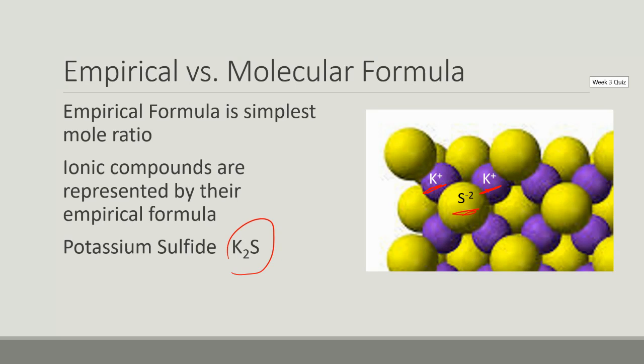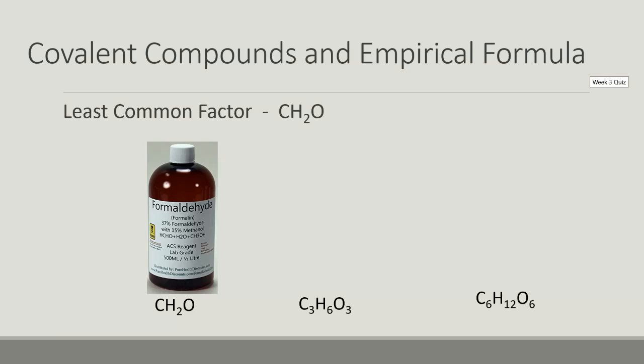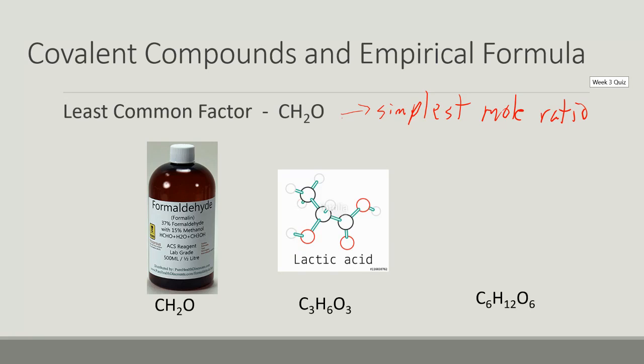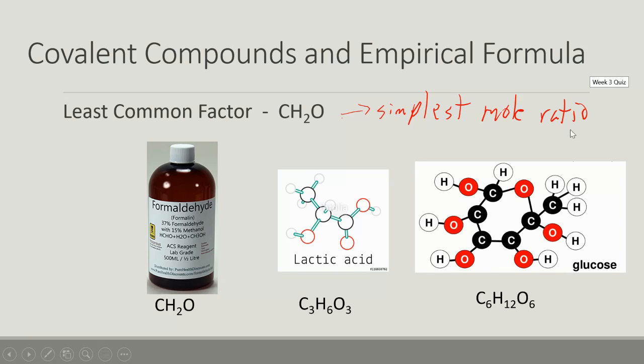So for ionic compounds, whenever you have a formula, that is the empirical formula. However, if we were going to talk about covalent compounds, nonmetals plus nonmetals, now it becomes a different situation. For example, CH2O, that's the simplest mole ratio, right? That is true for the compounds formaldehyde, lactic acid, and glucose.